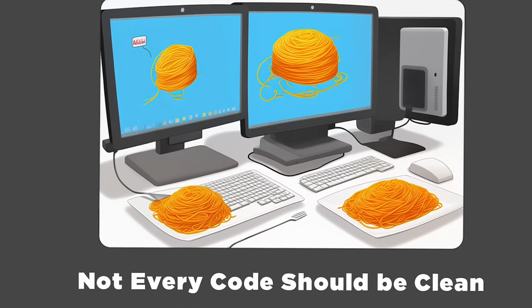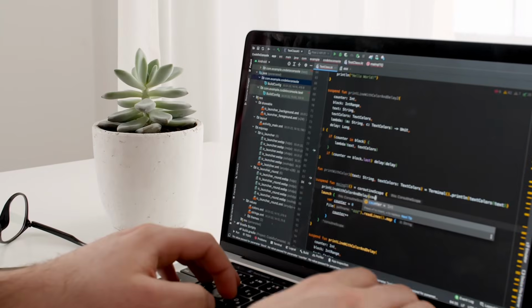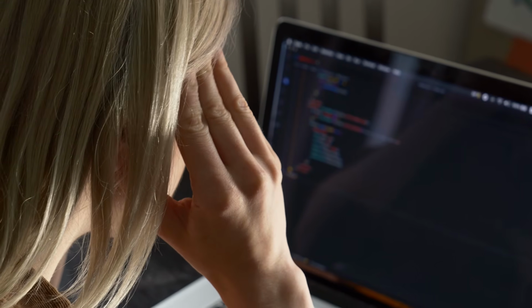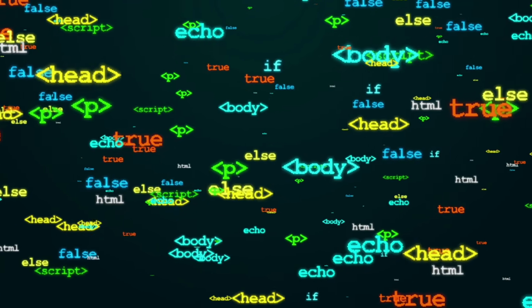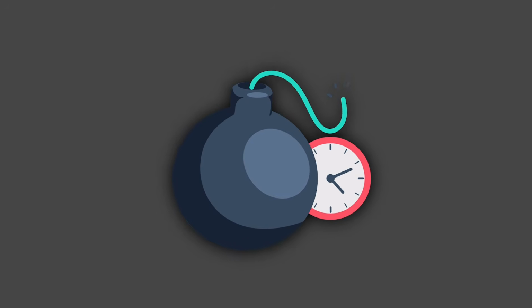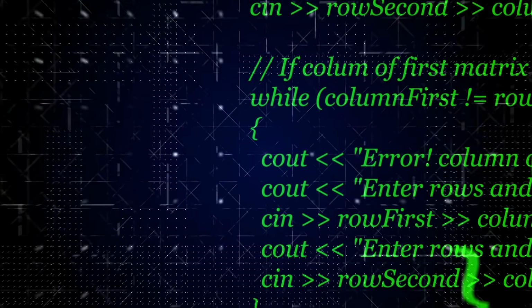So, as programmers, we all want our code to be spotless, right? It's kind of our thing, but let's be real. Not every single line needs to be squeaky clean. Spending ages making every detail perfect? Ain't nobody got time for that. Here's the deal. Clean code is awesome because it makes future changes a breeze, but sometimes you gotta prioritize. When you're crunched for time, a little messy code can actually save the day.